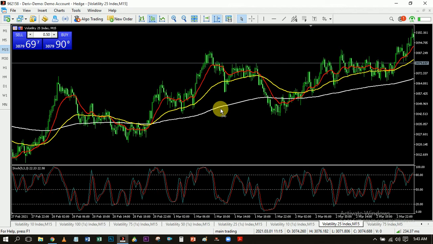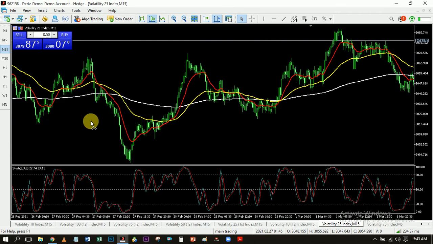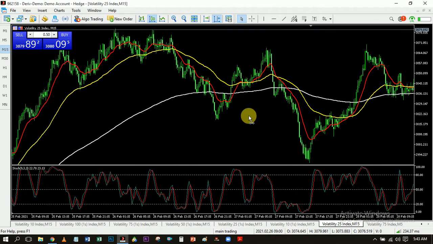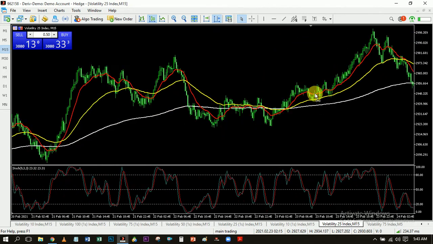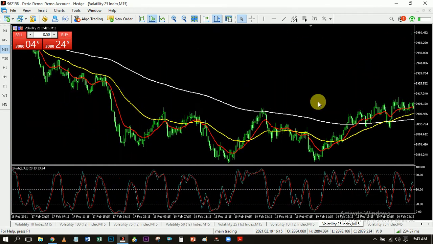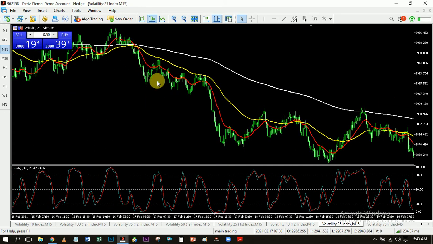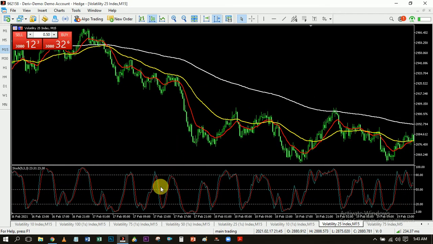On the other hand, for the sell, let me go back a bit. Okay, you're looking for situations like this, when the red is below the yellow and the yellow is below the white, and this pushes up to the upside, which is the overbought, then you enter the trade.